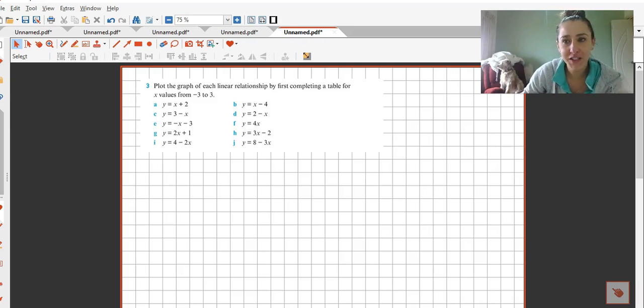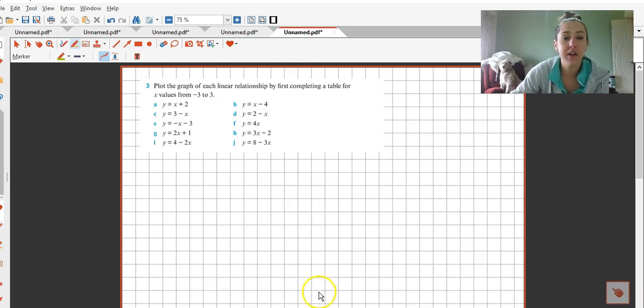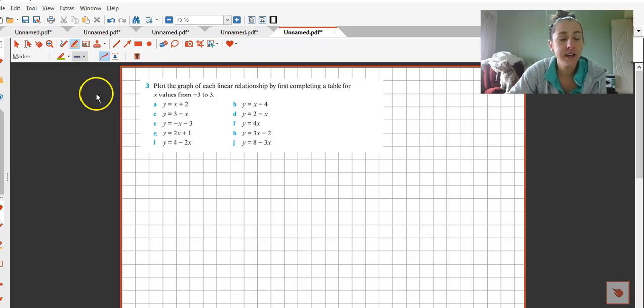Alright, so next question up wants us to plot the graph of each of the linear relationships, but first it wants us to complete a table for x values from -3 to 3. Okay, so let's unpack the question. First of all, it wants us to make a table of values. So that's our first step. So let's go ahead and work on that.